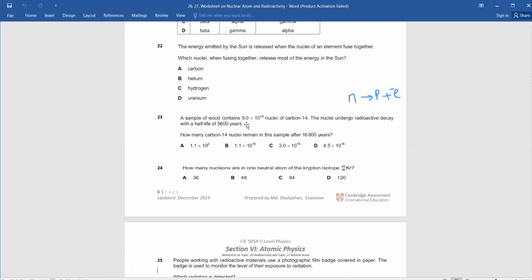So 9 will be 4.5. Then 4.5 will be 2.25. And then 2.25 will be 1.125, right? That's why the answer is B.